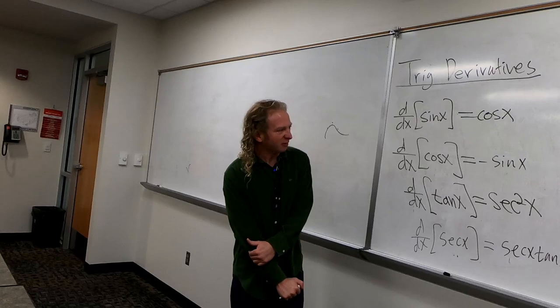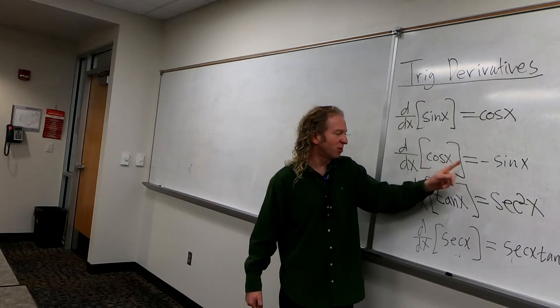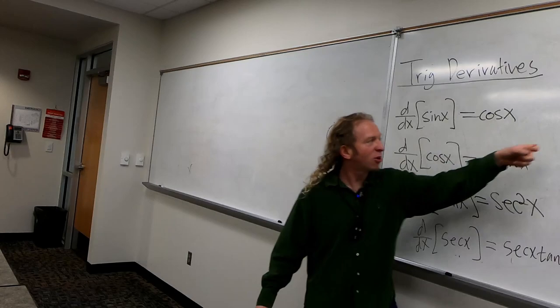So all the C's have negatives. This one's pretty easy to memorize. This one's annoying. Notice that if you have the derivative of tangent and cotangent, so you get the co-functions, right?